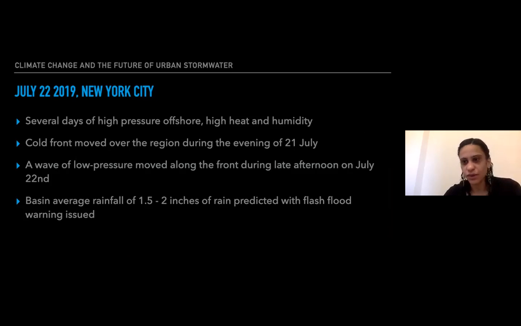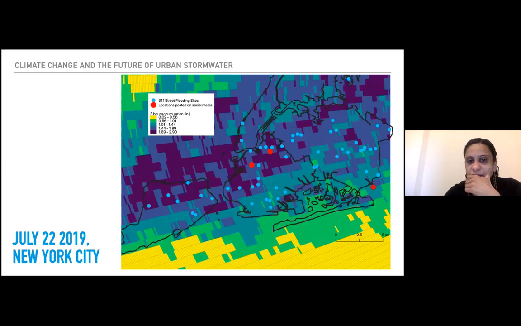And this was all very well forecast. There were flash flood warnings issued by the National Weather Service more than 48 hours in advance. And they predicted a basin average rainfall of 1.5 to 2 inches of rain. We don't really have distributed measurements of precipitation throughout the city, which is one of the big challenges we face. We can take advantage of products such as, for example, NOAA's quantitative precipitation estimates that are radar-based to try to estimate what precipitation fell during these types of events.